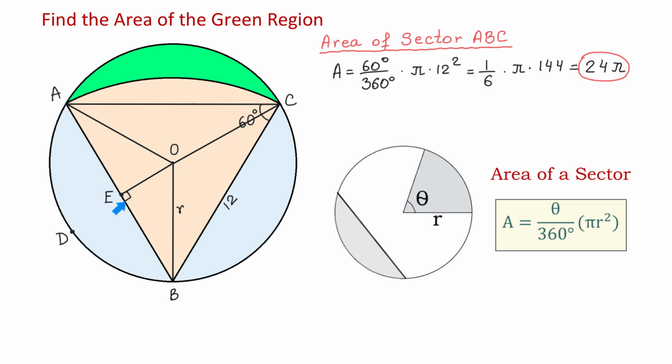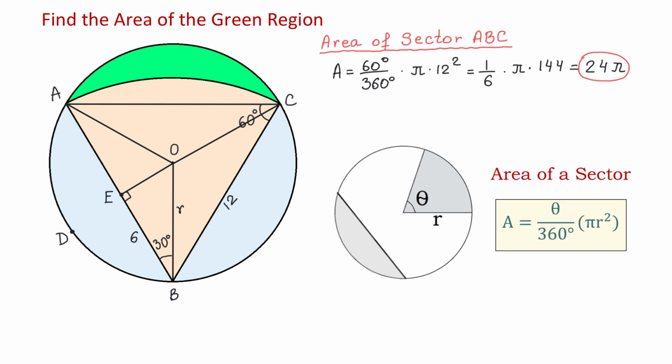The side EB is 6 units because this is half of 12 units, and the angle B is 30 degrees because this is half of 60 degrees. And this is because in the equilateral triangle ABC, the angle bisectors meet at the center of the circumscribed circle.